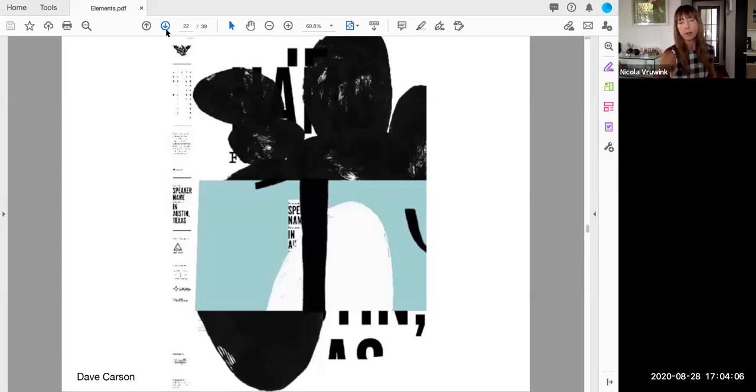So here's a design by Dave Carson, where he's got this ink up here implied in this really aggressive manner that I feel like if I put my hand on it, I could feel almost this rough texture to it. And even over here, the way he's handling the type creates little textures or patterns.